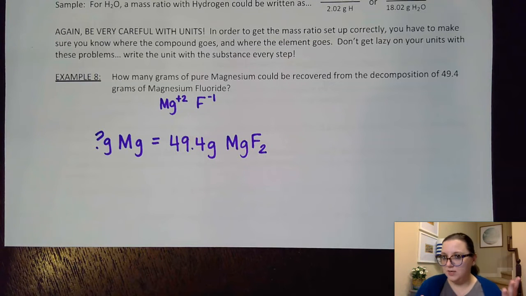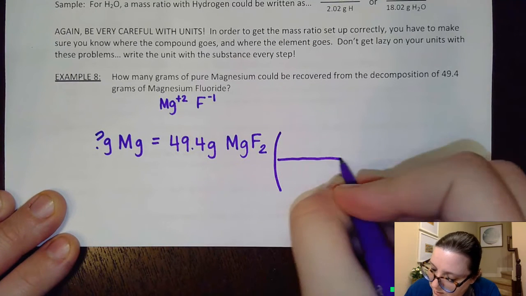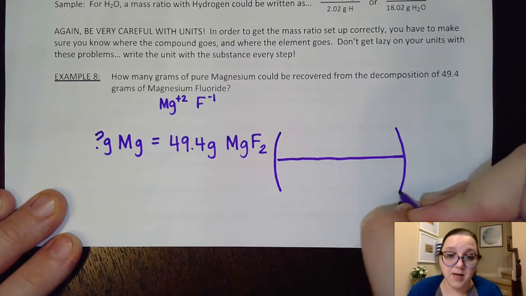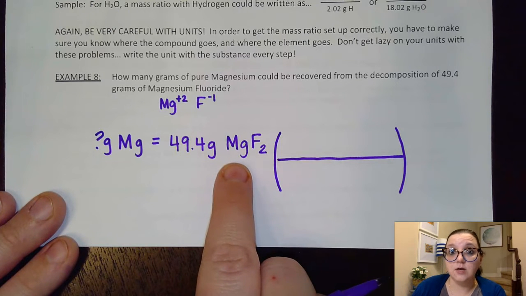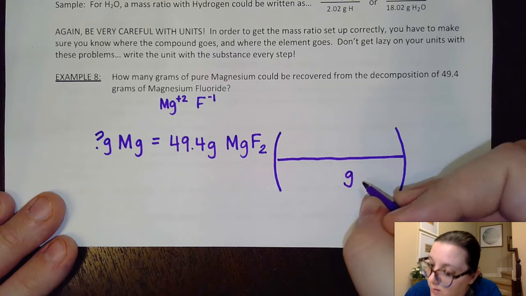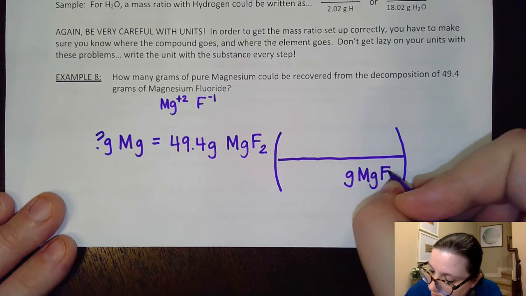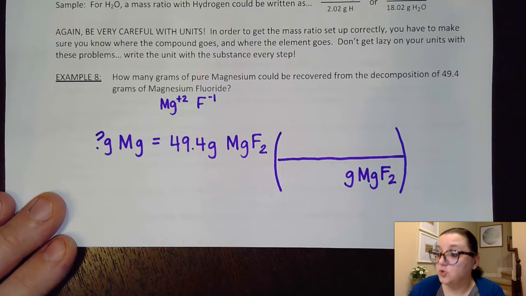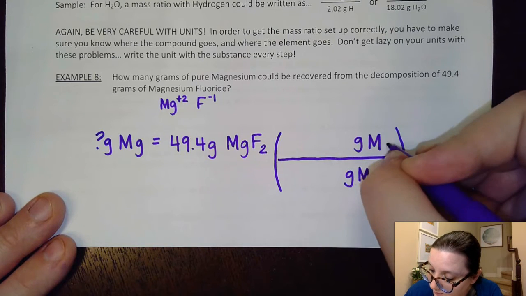So once I know I need a mass ratio here, I want to think about what I need where. I'm only going to need 1 step for a mass ratio. So if grams of magnesium fluoride are here in the numerator on top, that means on this step, I know I'm going to need the grams of MgF2 here on the bottom. I'm trying to get into grams of specifically just magnesium.